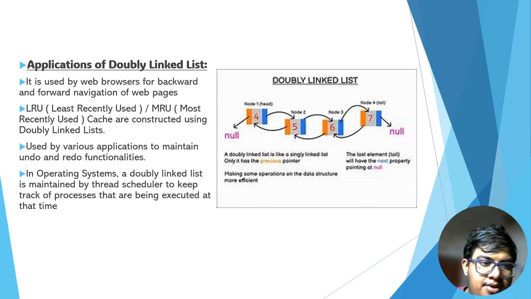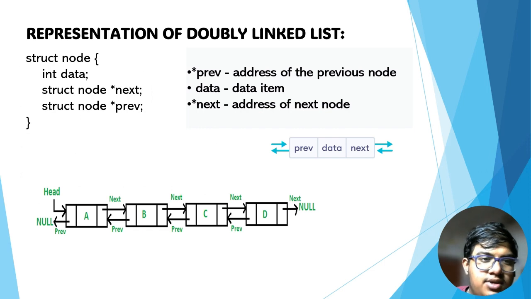Now, next one. So this is the representation of doubly linked list as I showed before. Now I'm showing it as a form of a linked list. There's a program which is the syntax for it, and you can see previous is the backward direction and the next is the forward direction. A is the data stored, and there are the 2 pointers.